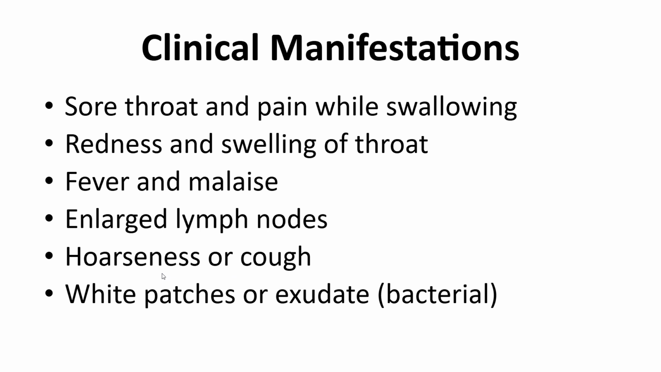It is mainly due to vocal cord irritation, and there can be white patches or exudate mainly in the pharynx. So, in the pharynx, there can be white patches or sometimes even exudate. Exudate is nothing but the collection or the formation of pus. So, it can be mainly due to bacterial infections.